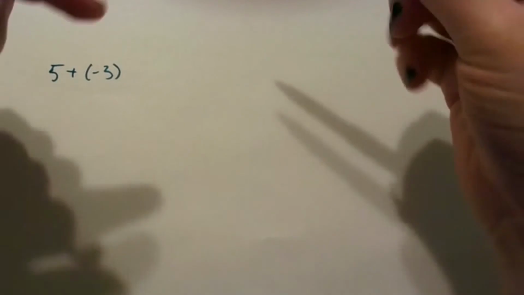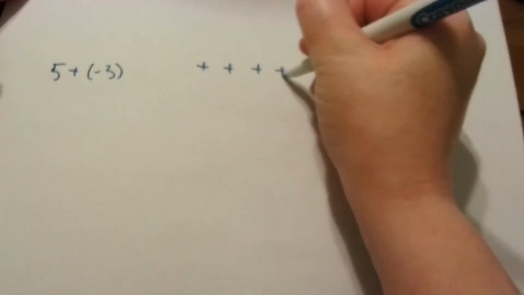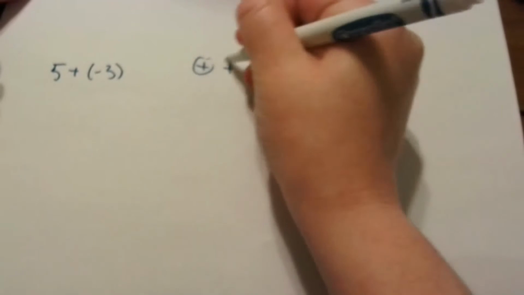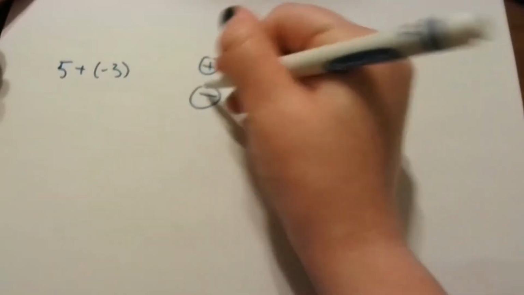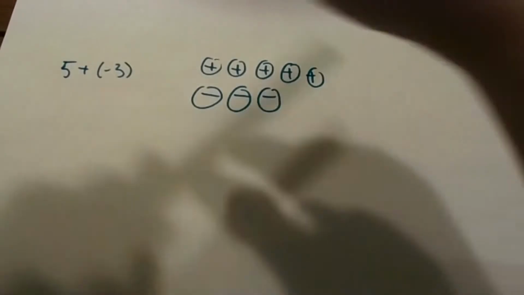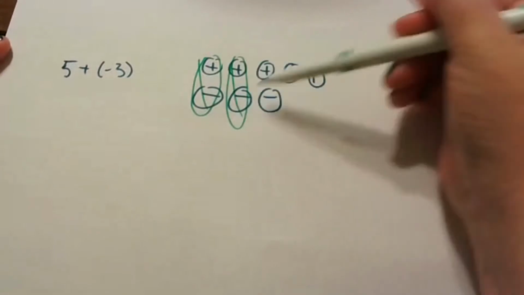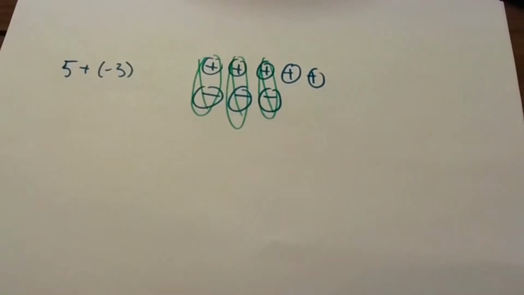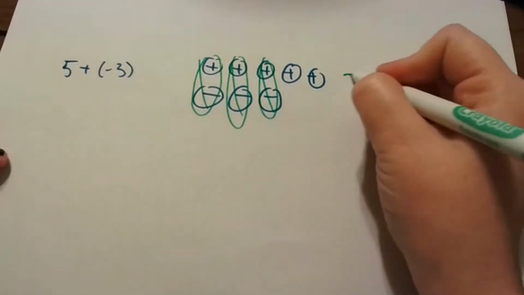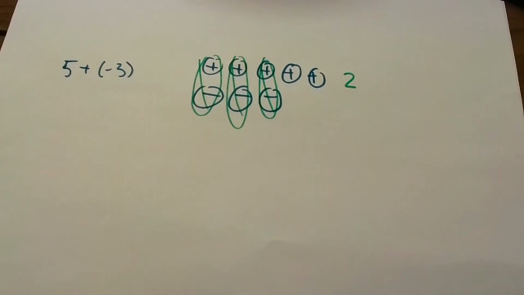If we were doing this with that zero-sum pairs model, you would draw 5 positives and then 3 negatives. We did this the other day, and a lot of you liked this model. Then you would match up those zero pairs and zero them out, right? Because a +1 and a -1 is going to be 0. And you're left with +2.